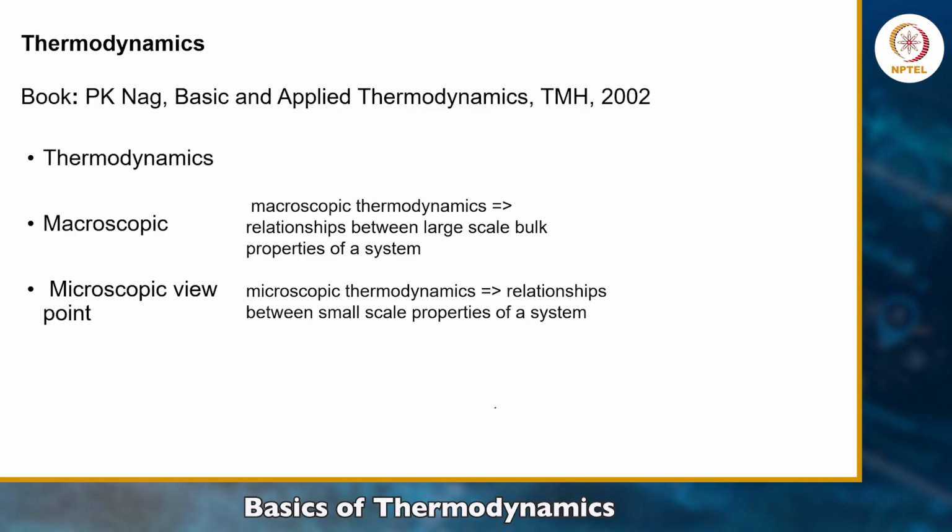Here on this slide you see thermodynamics. One term is therm and the other is dynamics. Therm actually means temperature and dynamics means force. Combining these two terms, the word thermodynamics was created. Here the definition is written: macroscopic thermodynamics is the relationship between large scale bulk properties of a system. A microscopic system is the relationship between small scale properties of a system.